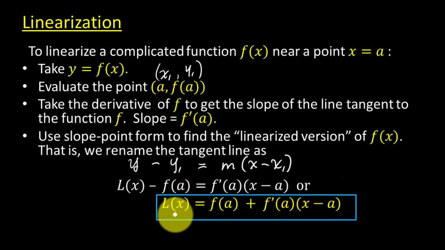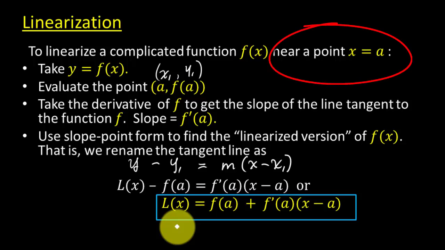Okay, so that's how it looks. It's really just your line tangent to the curve. So a linearized version of a complicated function is simply the line tangent to the curve at the local area where it's occurring, at x equal to a.